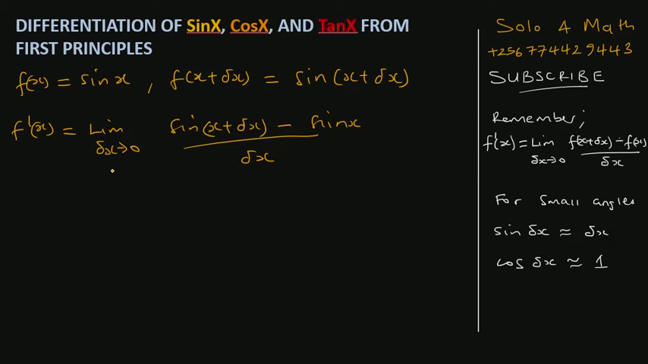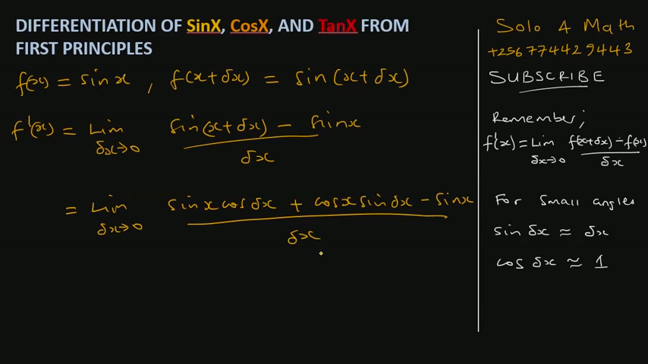Alright, so we said we take limits after simplifying. So when we continue to simplify, before we take the limits, first expand this. When you expand it, remember your trigonometry there. This is the same as sine x cos dx, since there is a plus, then here we also have a plus cos x sine dx, then minus this sine x here, over the small change in x.